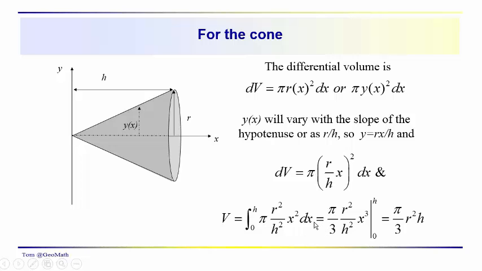And when we evaluate this integral, this is something that you should be able to do. Of course, we're really just integrating this term. All these are constants, we could just pull those out. So the integral of x squared dx is going to be x cubed over 3. So we have our x cubed here and our 3 down here. And it's a definite integral, so we're going to evaluate it from 0 to h, which gives us pi over 3 times r squared h. And so that would be the volume of this cone.